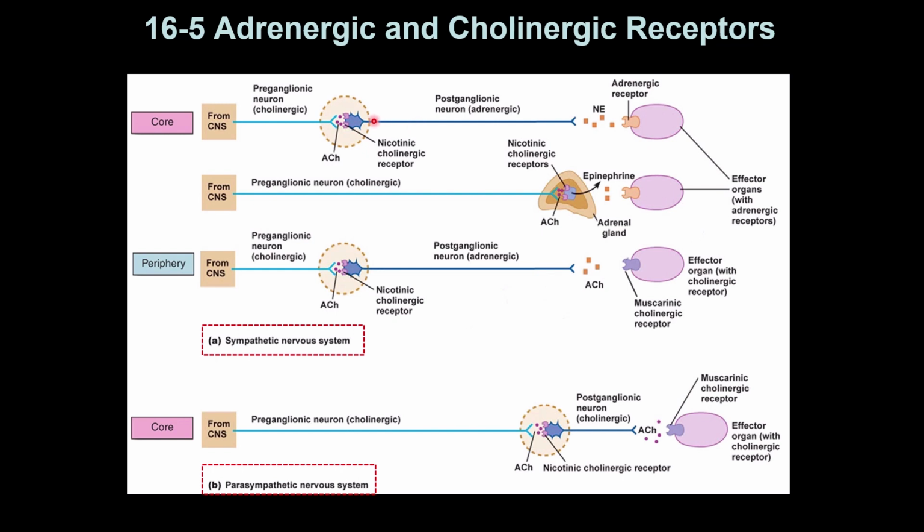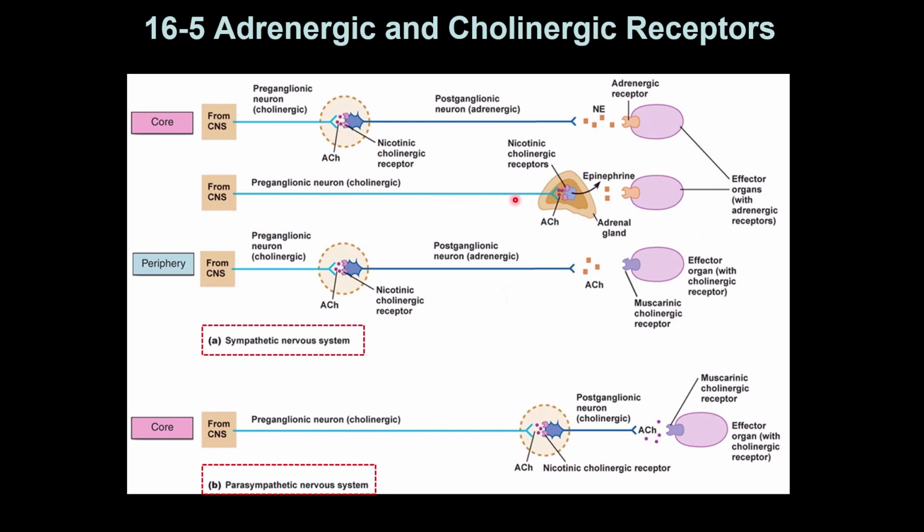Then the postganglionic neurons are there. Usually they are long, and the majority of the neurotransmitter in the sympathetic nervous system is norepinephrine, and the receptors in the tissue are called adrenergic receptors. Adrenergic receptors, this is in the tissue.